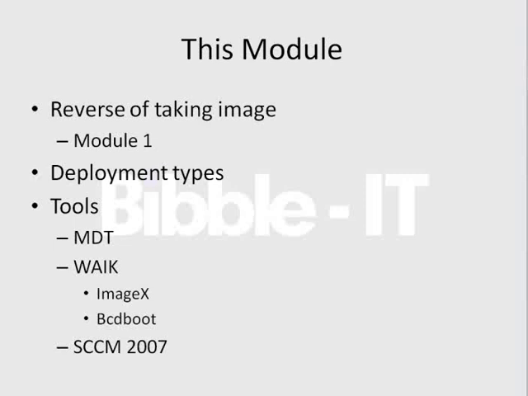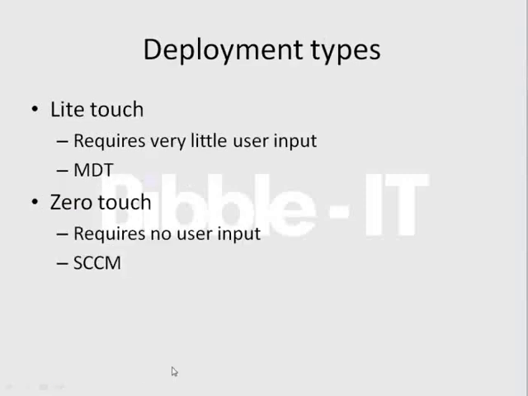We're going to discuss the different types of deployments and different types of images that are available, and some of the tools we're going to be using today are the MDT, the Microsoft Deployment Toolkit, WAIK, and we'll be discussing briefly System Center Config Manager. So there's two main types of deployments that you'll come across. The terminology is either a light touch deployment or zero touch.